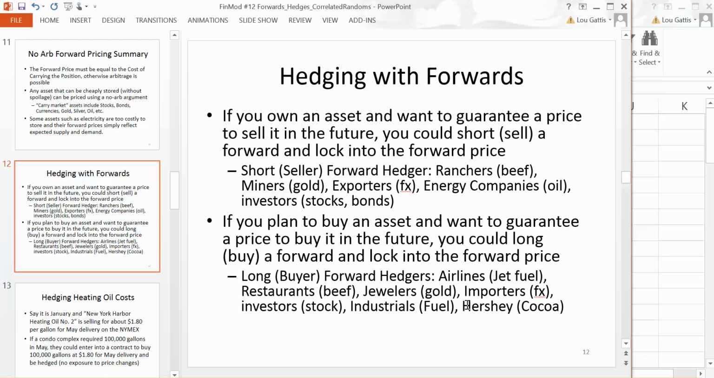Another example would be, say, Hershey Foods. Hershey Foods is one of the largest consumers of cocoa or buyers of cocoa in the world. So Hershey Foods enters into forward contracts to buy cocoa.